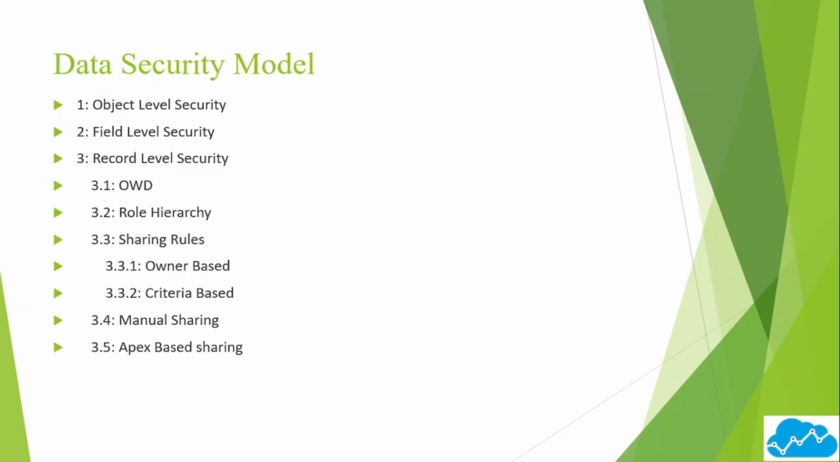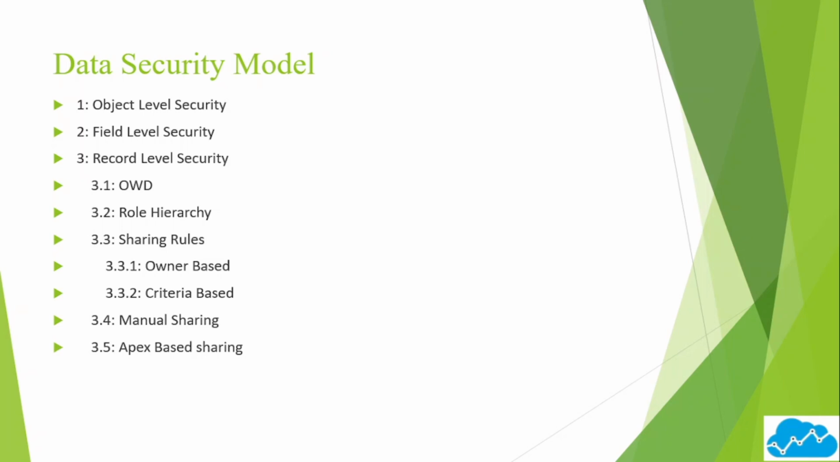So the data security model works on object level security, field level security and record level security. Object means table. For what object the user is getting access, that comes under object level security. So if there are two users, for one user I make it available, and for the second user I restrict them from seeing that particular object. So this comes under object level security.